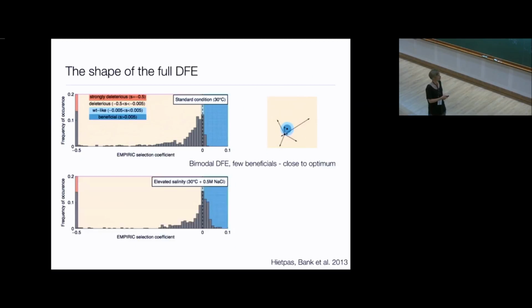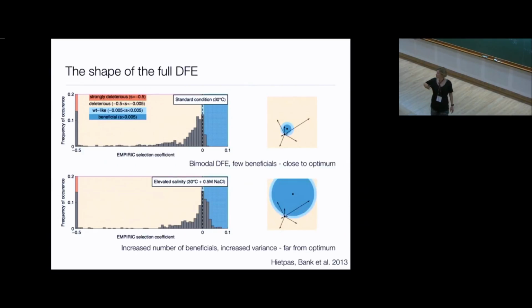And nicely, what we also saw is that if you increase the salt, then you suddenly get more beneficial mutations appearing. And that would also be consistent with Fisher's geometric model, where now you have moved the optimum further away, and so you have a higher potential to get beneficial mutations. So that was pretty nice to see at that point.